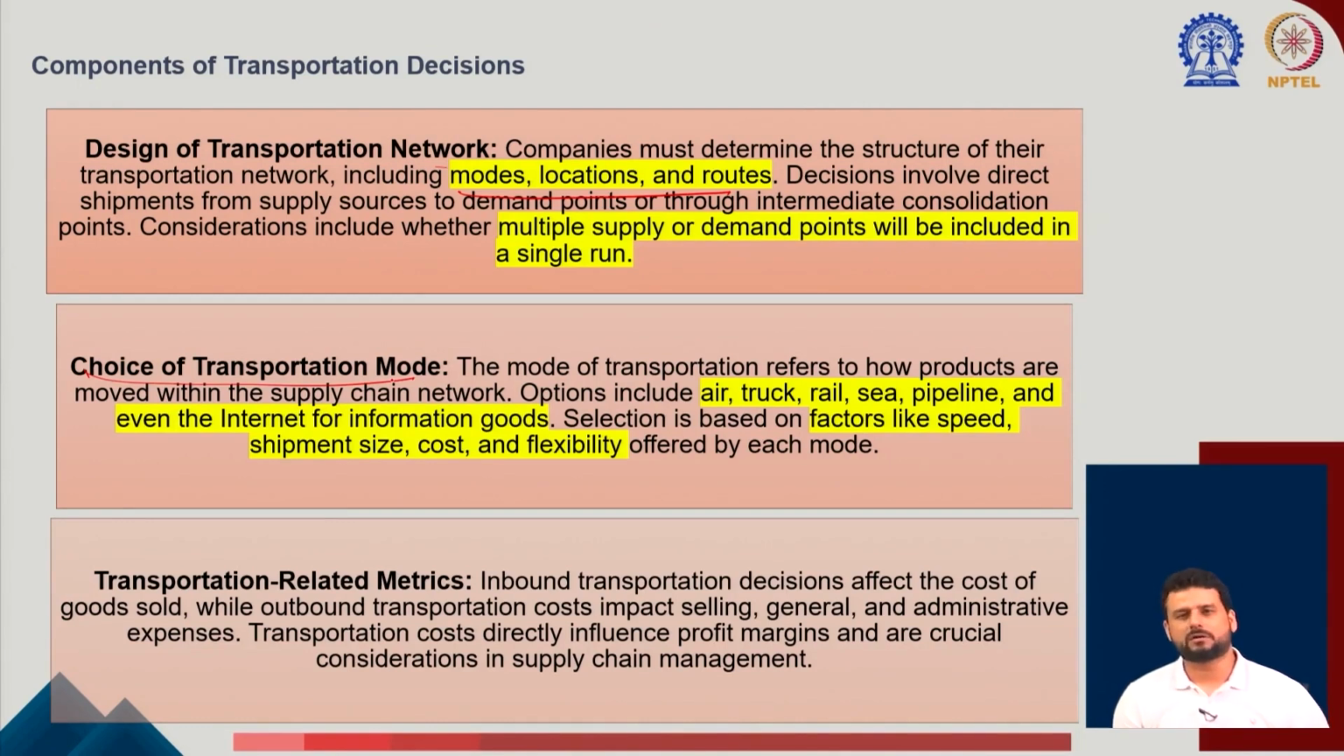Choice of transportation mode will again affect your responsiveness. Quick through air, and if you are looking for reducing the cost, then through sea if available, if not available then road or train may be a better option. And which mode you will pick depends upon factors: speed, shipment size, cost or flexibility, right.